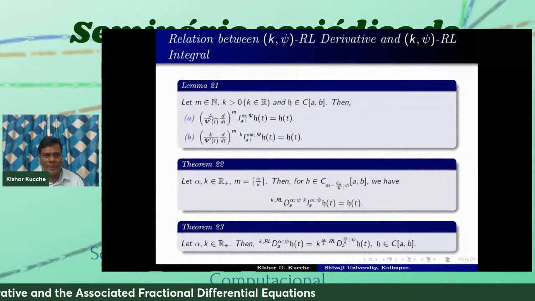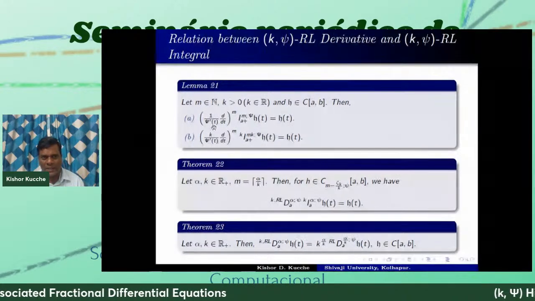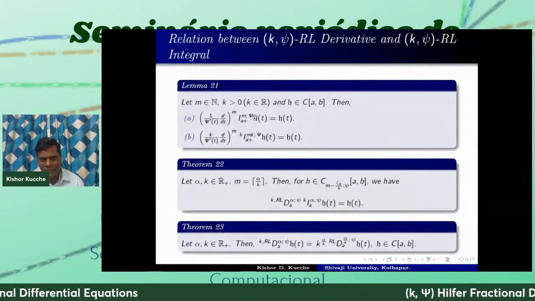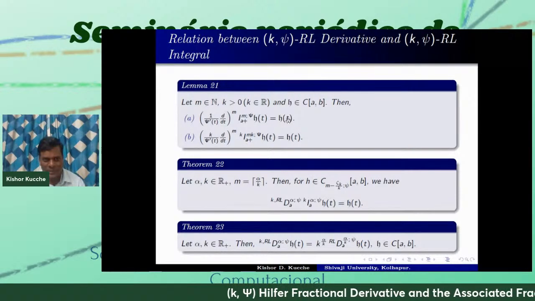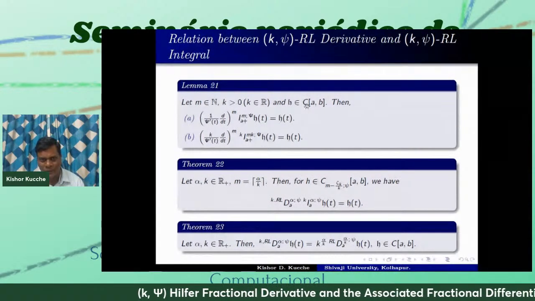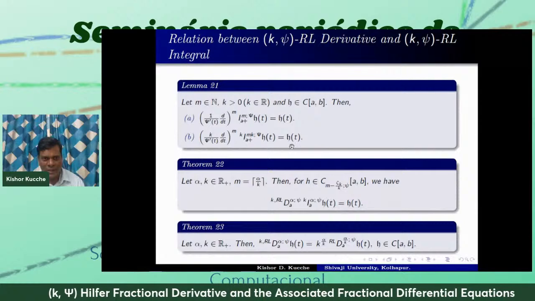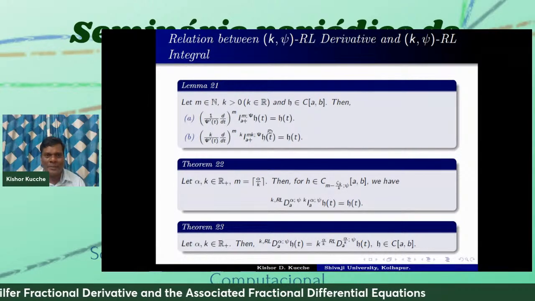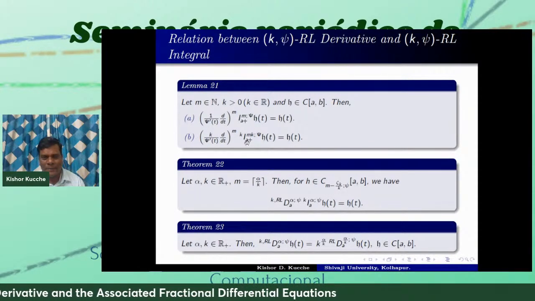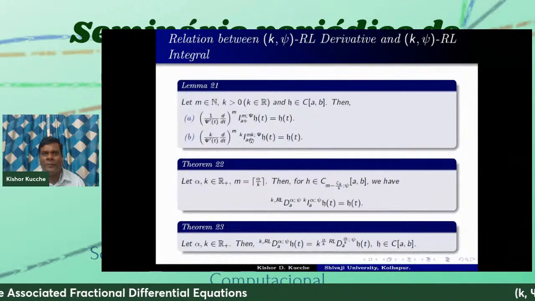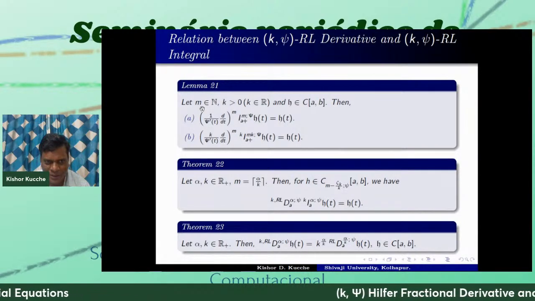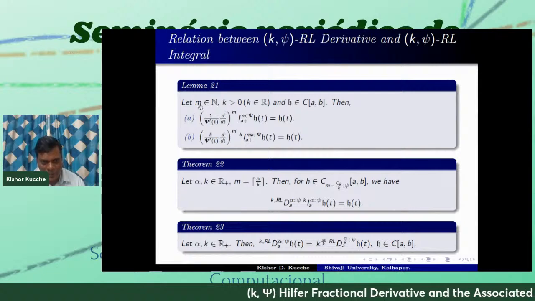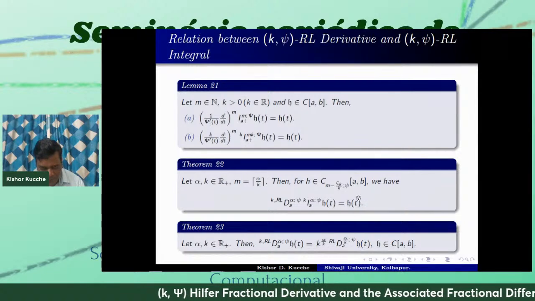It is an m-time operator, 1 upon psi dash t d by dt, operated on the m-time integration. It gives h of t when m is a natural number and k is a positive real number, for a continuous function. A similar type of property is also satisfied by this k-psi Riemann-Liouville fractional integral, where we are assuming m is a natural number. And this property we have utilized to prove this theorem 22.